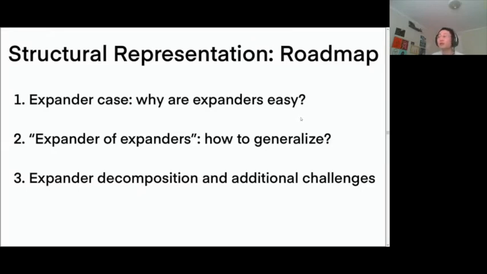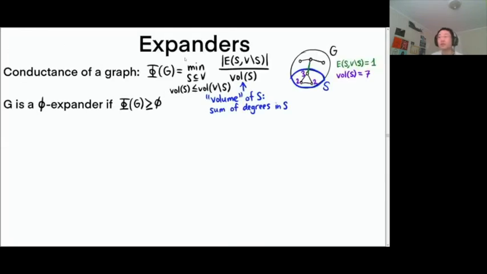Now, on the first step into generalizing to all graphs, we'll consider what's called an expander of expanders. We'll see this later on, and we'll encounter some difficulties and additional challenges in how to generalize from an expander to this expander of expanders. And finally, for general graphs, we'll see how to apply our expander decomposition on the graph to get the full result. So let's begin with expanders.